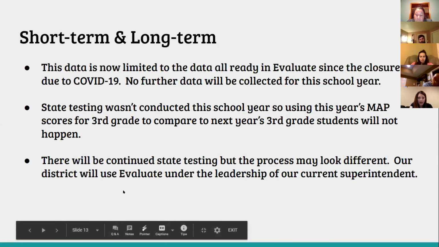There will be continued state testing, but the process might look different. I don't know what that might be like, but I do know our district will continue to use evaluate under the leadership of our current superintendent. He brought it, and he is very committed to using it. So it's something that we'll be able to use for as long as he's here.